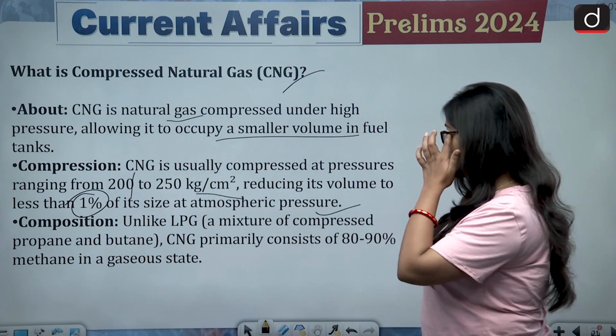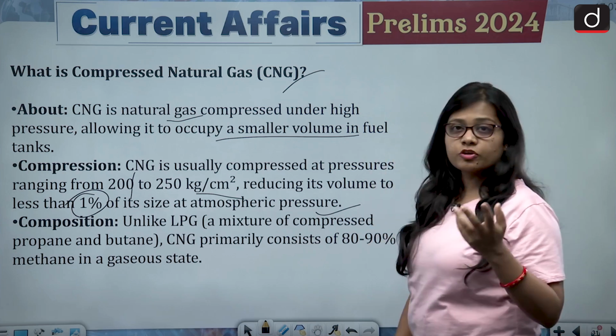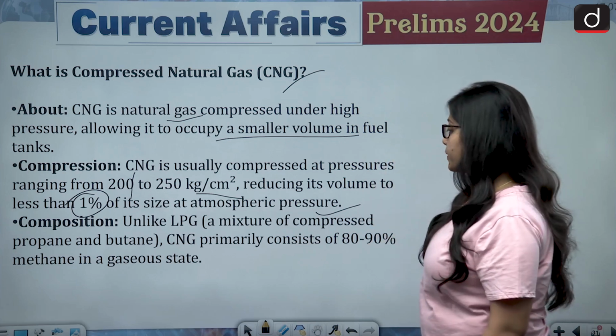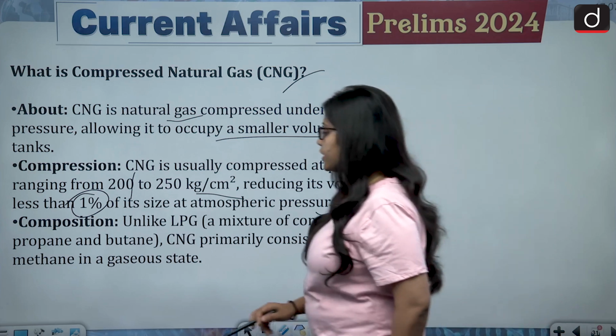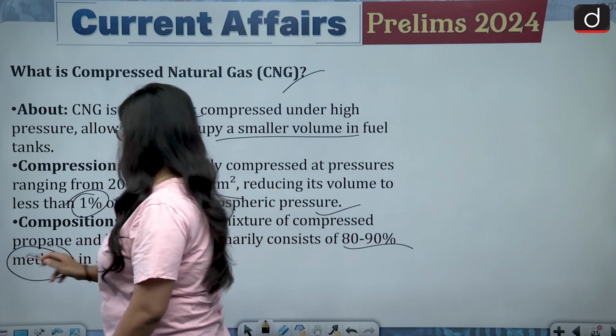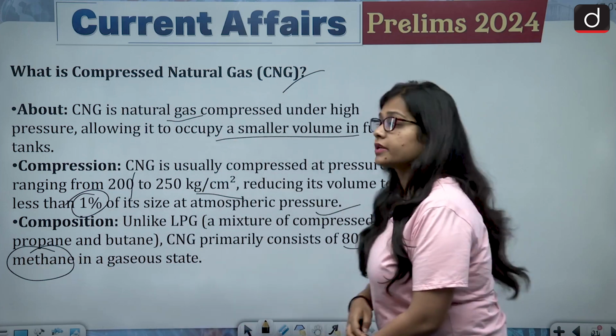Then composition. Unlike LPG, which is a mixture of compressed butane and propane, CNG primarily consists of 80 to 90% methane in a gaseous state. So CNG is also methane.